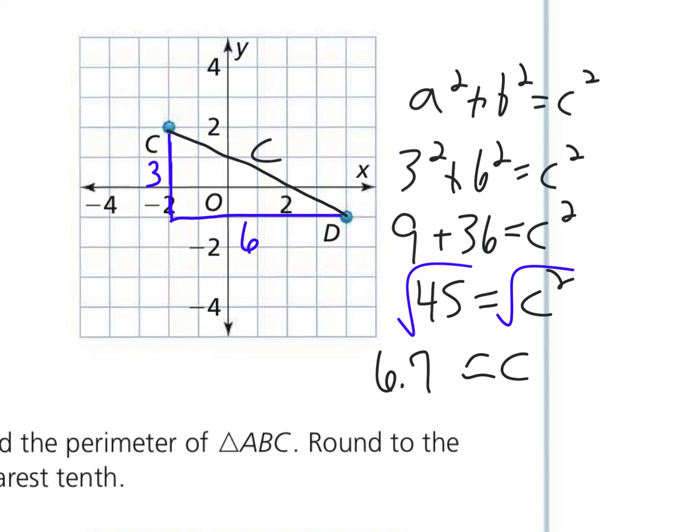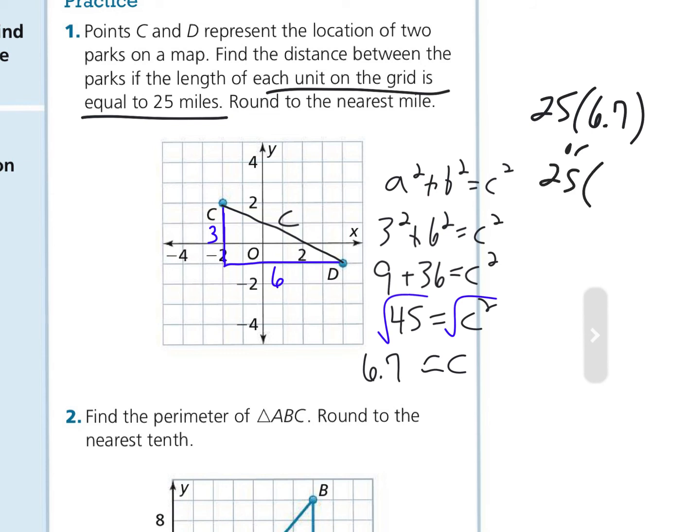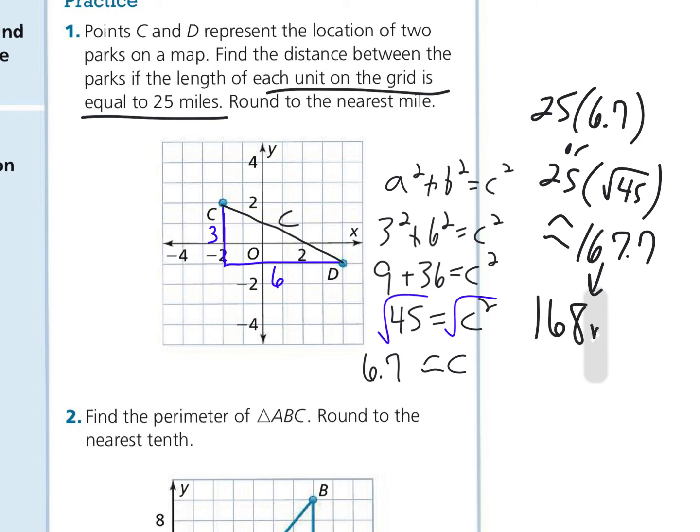And then it says in the question, each unit on the grid is equal to 25 miles. So if one unit is 25 miles, we've got about 6.7 units. So you could do 25 times 6.7, or a little more accurate would be if you do 25 times the square root of 45. And that would come out to like 167.7. It says round to the nearest mile, so that would be about 168 miles.